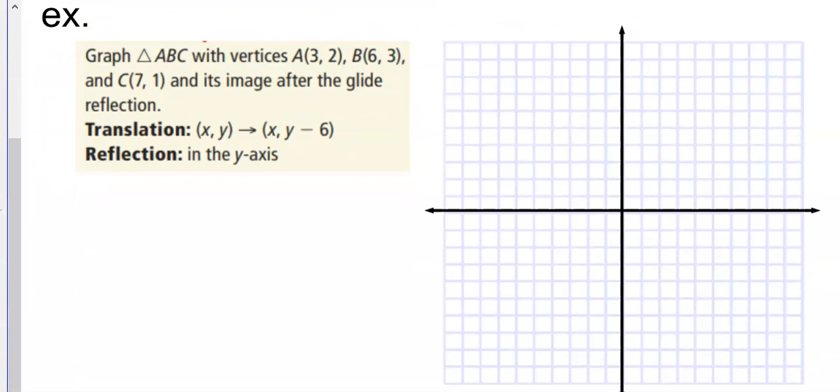Okay, so do me a favor on this one. Go ahead and pause it, graph the original graph, write these out, these ordered pairs, and then when you're ready to do the glide reflection, push play to proceed.